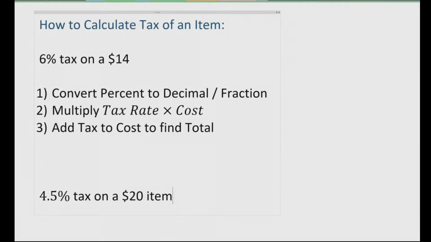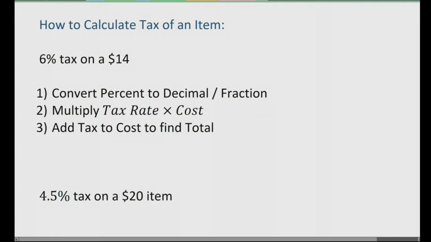Okay, so to find the tax of an item, you basically need to only really do 3 steps. The first step is you want to convert your percent into a decimal or fraction, whichever one you prefer. We're going to do the decimal because that's usually the easier one. Your second step is to multiply. And then the last step is you add your tax to the cost of the item and you find the total. Let's take a look at this situation.